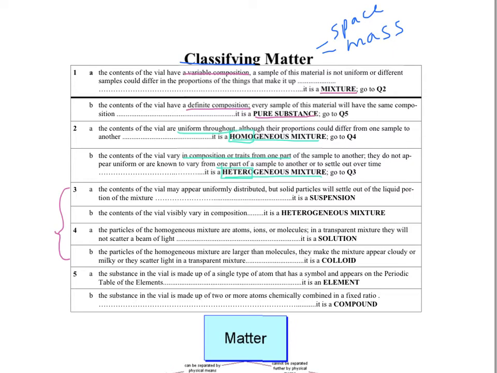Now, what you did learn in Chem 1 was the further breakdown of pure substances. Pure substances are further broken down into elements and compounds. So if I was to look at that vial and I've already decided it's a pure substance, then I look at it and see, is it a single type of atom, in which case I would call it an element, or is it made up of two or more atoms chemically combined, and I would call it a compound.